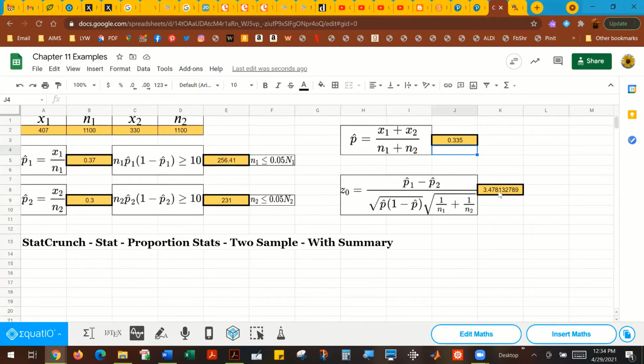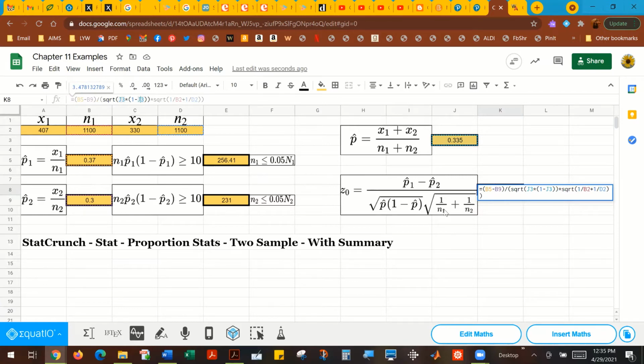Now you will see it automatically calculated the test statistic here because I have already pre-programmed that formula in the cell. So you can see I have my two cells for the numerator, that's the P1 minus P2 over here, so those are these two cells here. Then for the denominator, we have the square root of P hat multiplied by 1 minus P hat. So that's this cell over here.